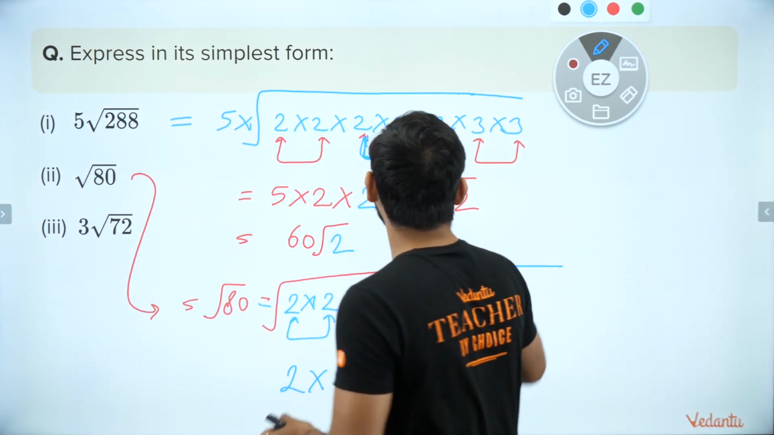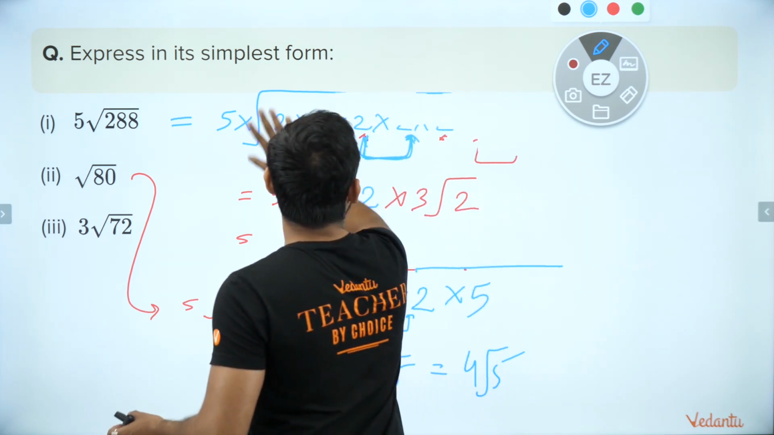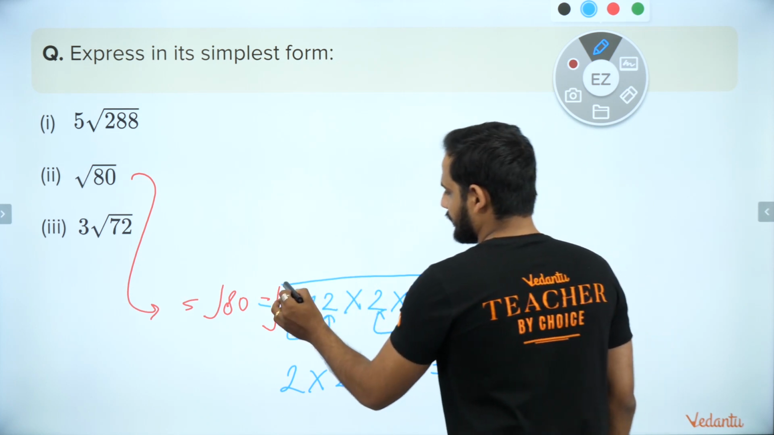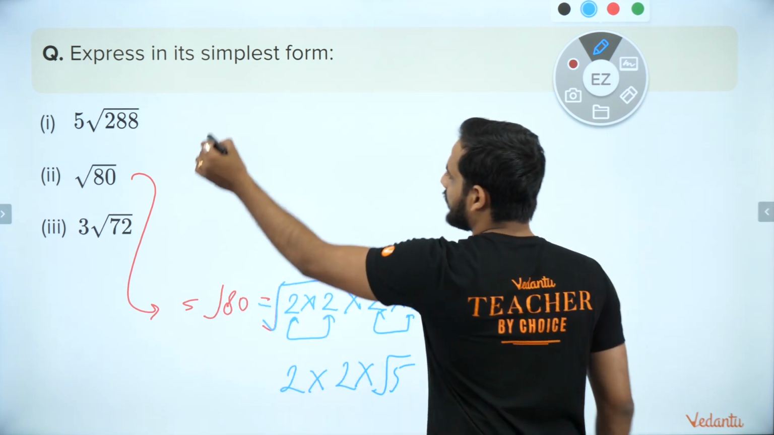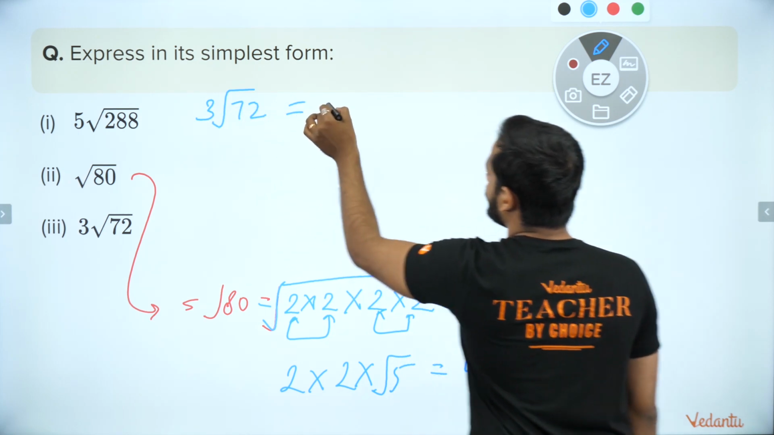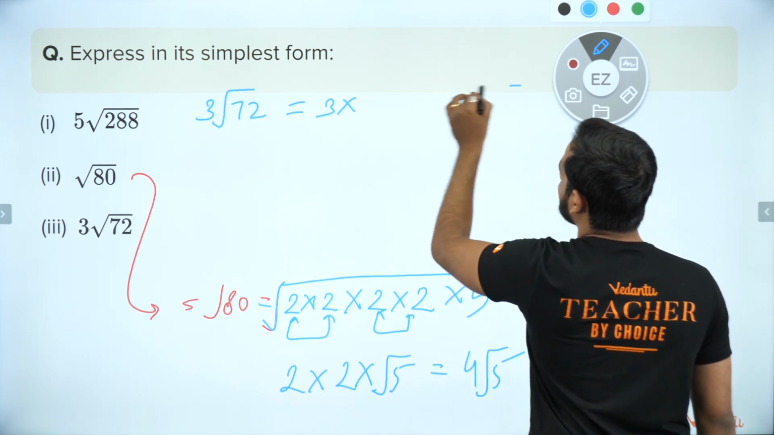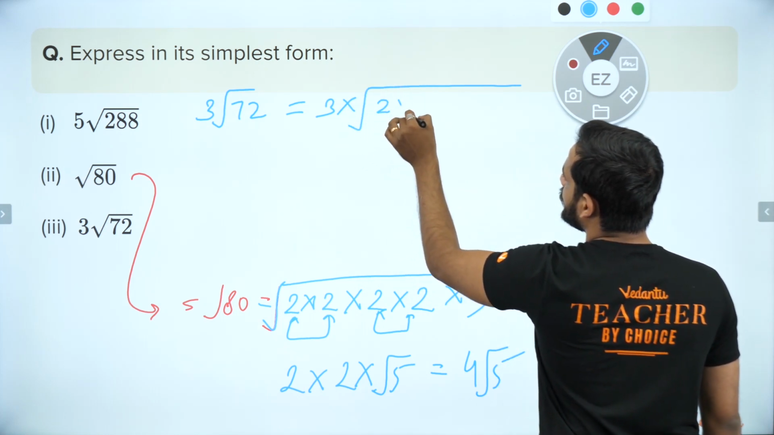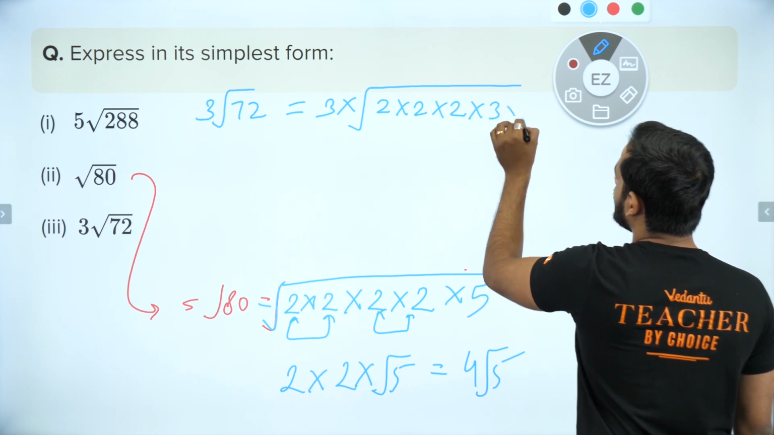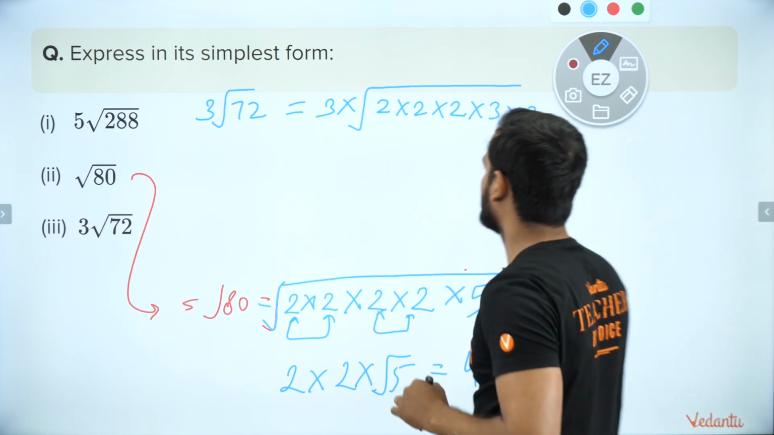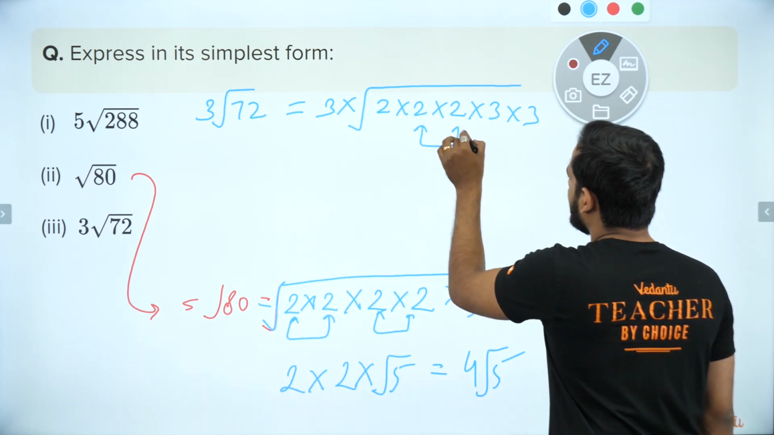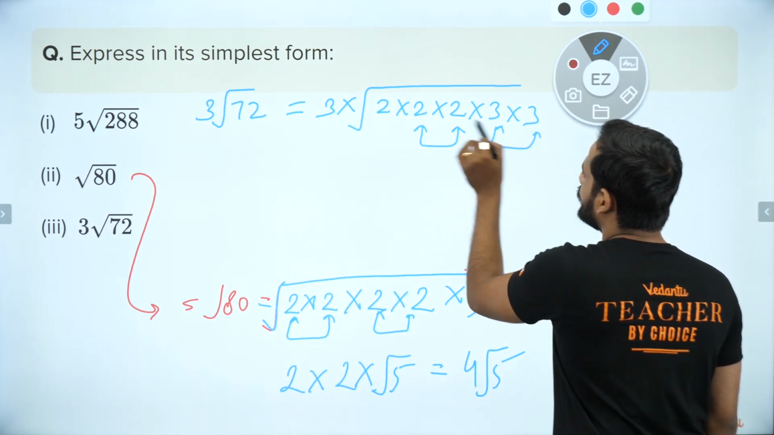Let us solve 3 root 72. 3 root 72, how will I solve? Let us prime factorize root 72. So we will get 3 into root 72 will become 2 into 2 into 2 into 3 into 3. Correct? Yes. Right? Now we have to take them out in a pair of 2. So this is your first pair. This is your second pair. This 2 will be left alone.